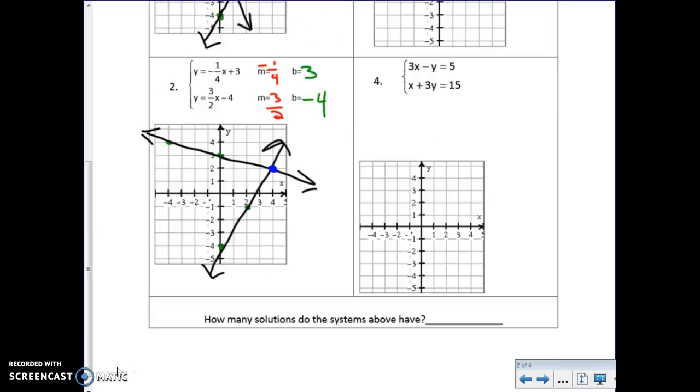So your graph should look like this. And your solution should be the point (4, 2). X is 4 and y is 2. All right, good job.